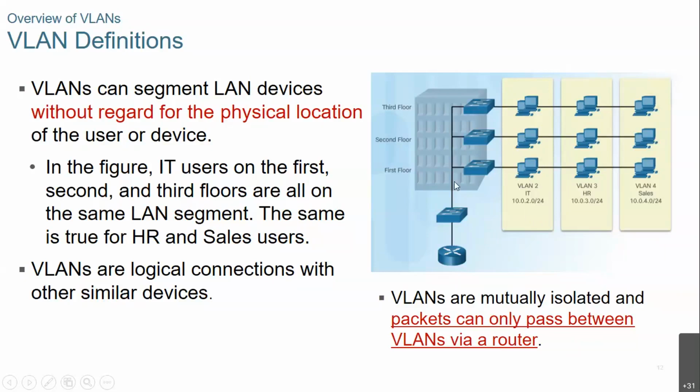And they can communicate like they are physically in the same place, although they are all connected to a different switch. So this PC can connect to this PC, communicate, no problem, just go through the switch. Same goes for the other VLANs as well. But this PC, for example, cannot talk to this one without the use of the router, without the help of routing. That is inter-VLAN routing. So VLANs are mutually isolated and packets can only pass between VLANs via a router.